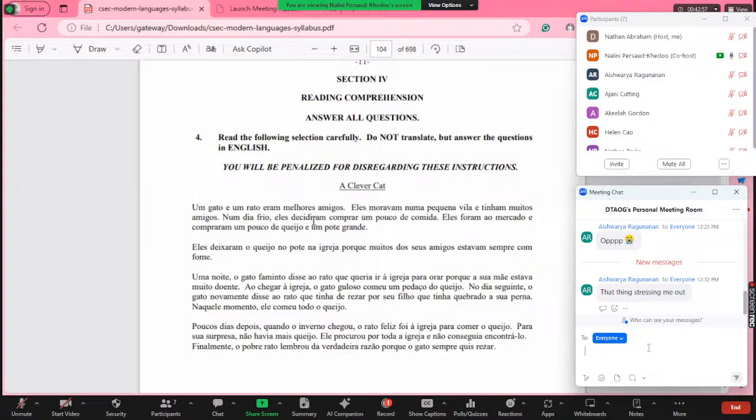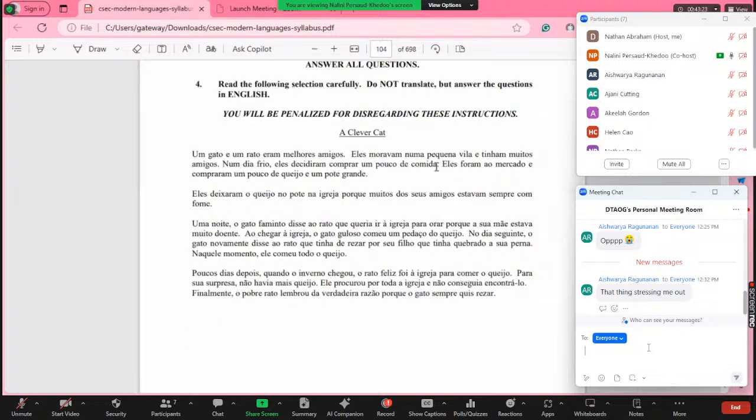"Eles decidiram comprar pouco de comida." Y'all know what's comida. Y'all know what's comprar. You can tell by just looking at it. "Eles foram ao mercado e compraram pouco de queijo e pote grande." Remember, they say they went to the market, so this is the other answer coming in here. And this is what they buy.